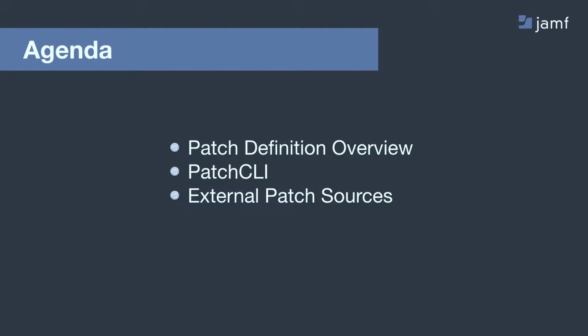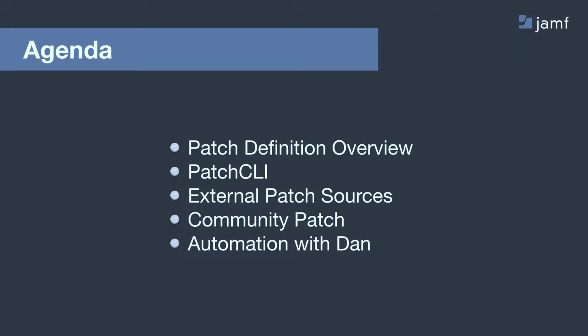Then after we cover all that stuff about patch definitions, we will get into external patch sources themselves, what the requirements are, how that gets set up. Then after we talk about setting up your own, we'll then talk about an alternative option, which is the community patch project. And then once we're done with all that, I'm going to hand it over to Dan. And Dan's going to talk about how the University of Minnesota has been leveraging some automation with AutoPkg, their own patch server, and some funky scripting he's been doing.